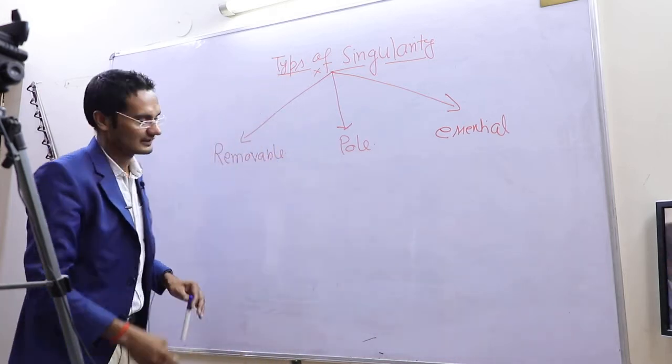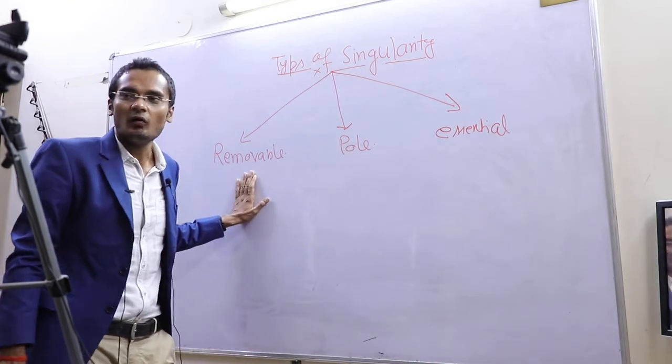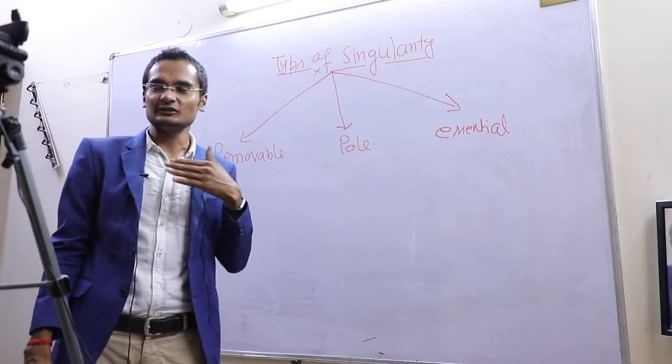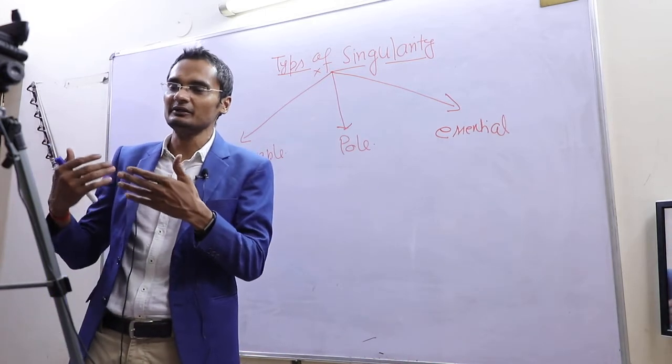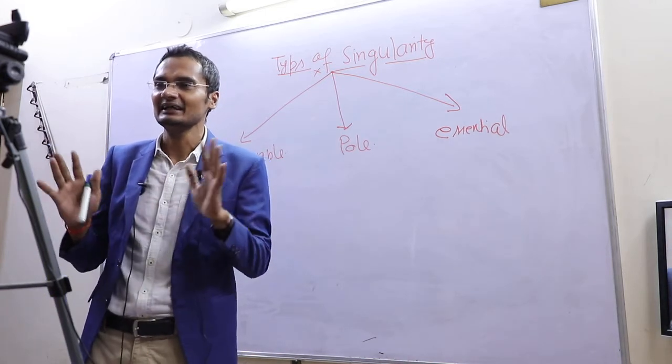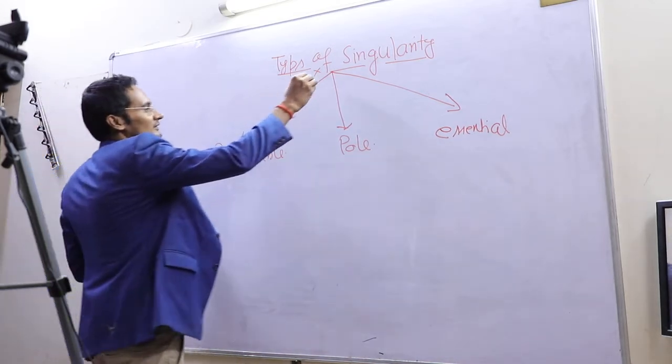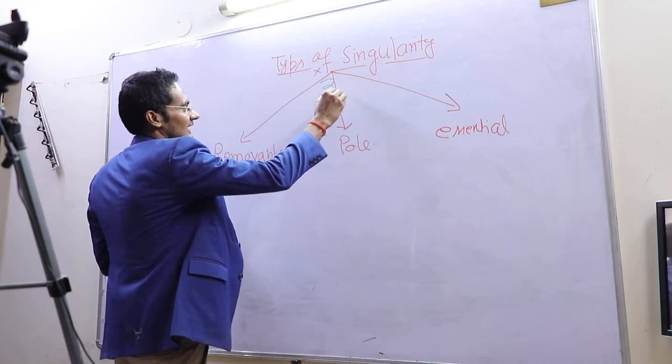Okay. So, in the first case, what is the removable singularity? A removable singularity means a singularity of the form which can be removed. We say it is a removable singularity. We are testing at z naught.